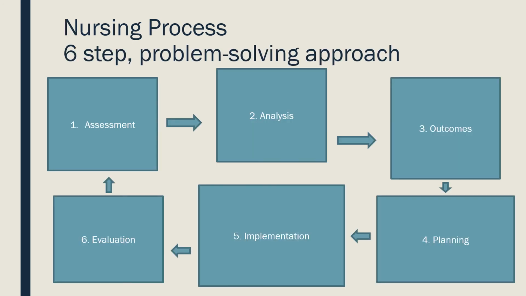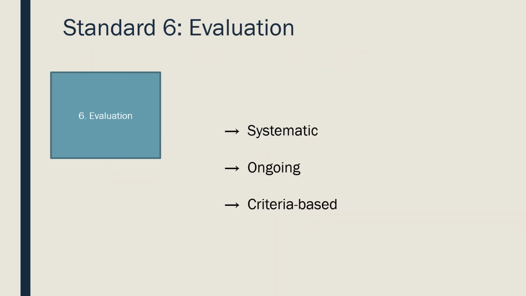And then the final step of the nursing process is to evaluate. We know that this is an important part of that process because evaluation is the progress towards attaining those expected outcomes. Evaluation of individuals should be systematic, ongoing, and criteria-based. And this is where changes to outcomes occur if they started to be unrealistic, or identification of appropriate interventions when outcomes were not met.